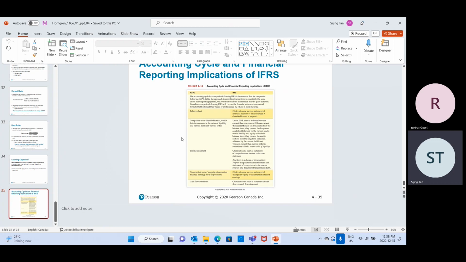So the last one is the comparison between IFRS and GAAP. The accounting cycle is the same under IFRS and GAAP. The presentation of information may be quite different, as detailed in this template. So if you're interested, you can definitely read on your own. But for right now, the accounting cycle is exactly the same under the two rules. Okay. So I think that's it for today's chapters 3 and 4.